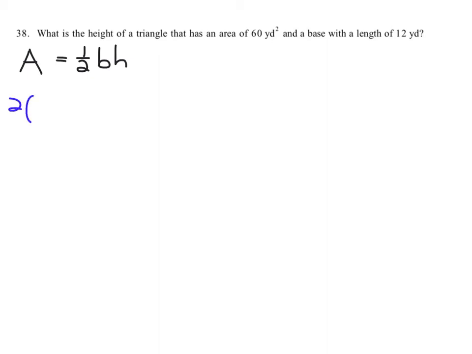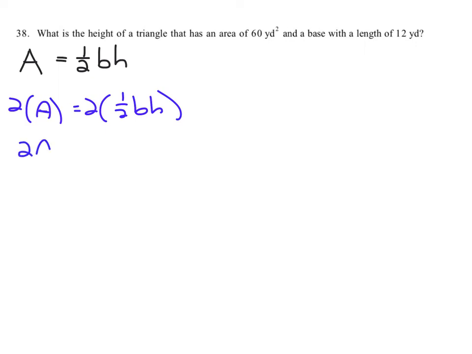I'm going to say 2 parentheses a equals 2 parentheses 1/2 base times height. Now, if you're not used to multiplying both sides in this manner, put the multiplier out front, everything that was already on that side in the parentheses. If you're not doing that, you are going to run into problems because I've been saying this over and over. That's how you should be doing this.